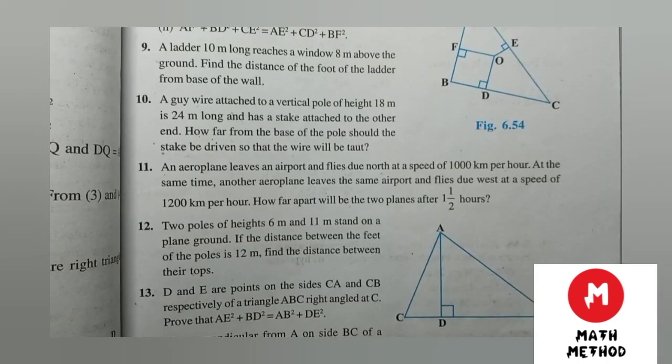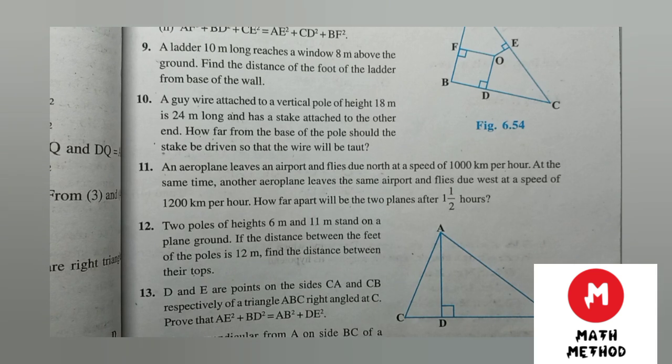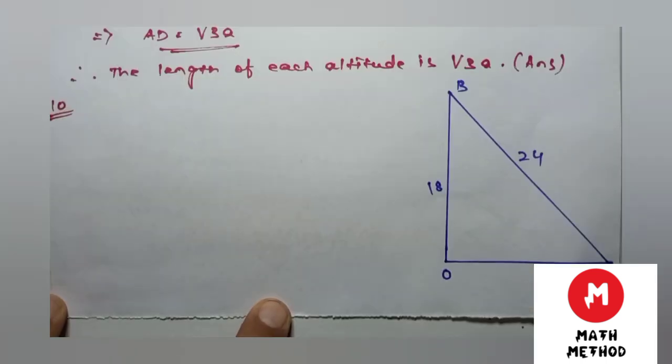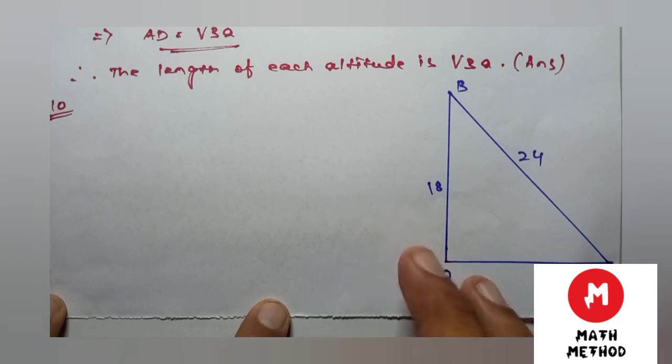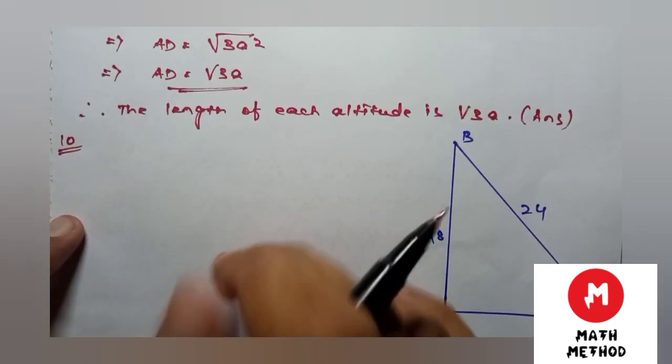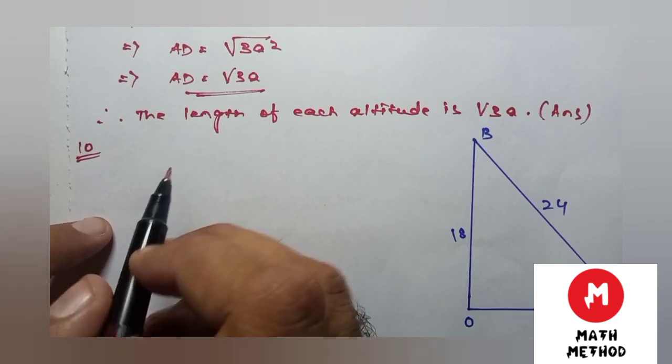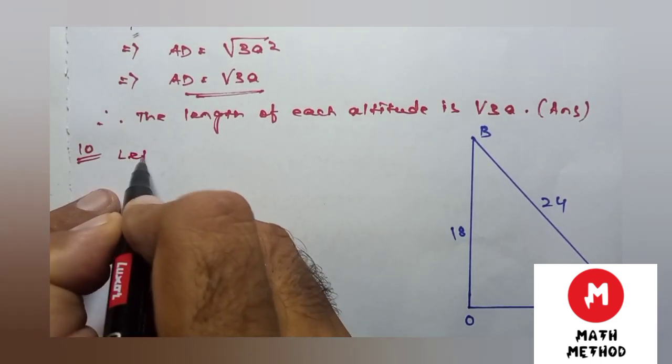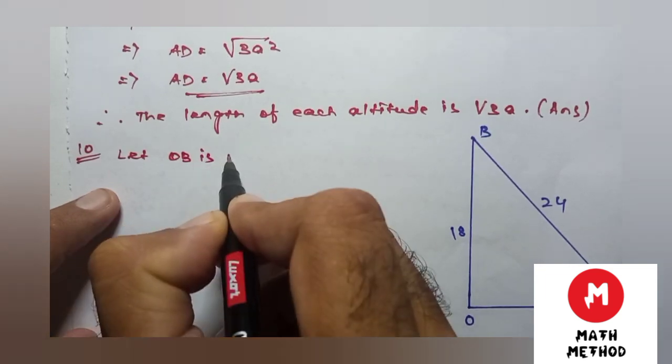Clear? Here question number 10. A guy wire attached to a vertical pole of height 18 meters is 24 meter long and has a stake attached to the other end. How far from the base of the pole should the stake be driven so that the wire will be taut? So we will find out the distance between the stake and the base of the vertical pole. Here is my figure BOA. So here OB is my vertical pole. So I will write like this. Here let OB is vertical pole.